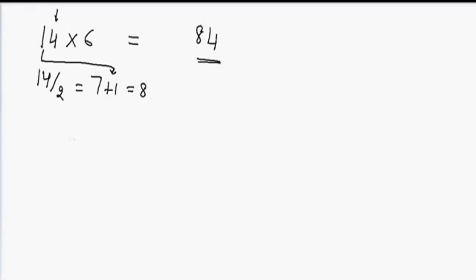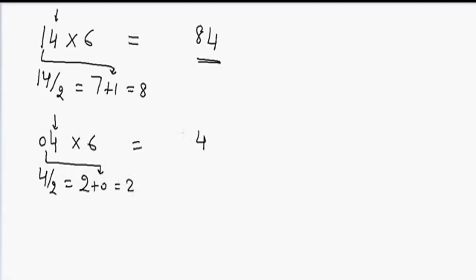Another example, if I have 04 and I want to multiply by 6. In that case, the last digit is 4, so I'll write 4 here. And then half of 4 is equal to 2. Because it's a 0 here, if I add 0, it will still remain 2. The answer will be equal to 24.